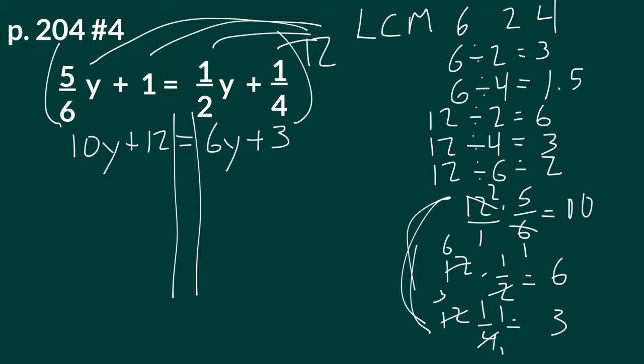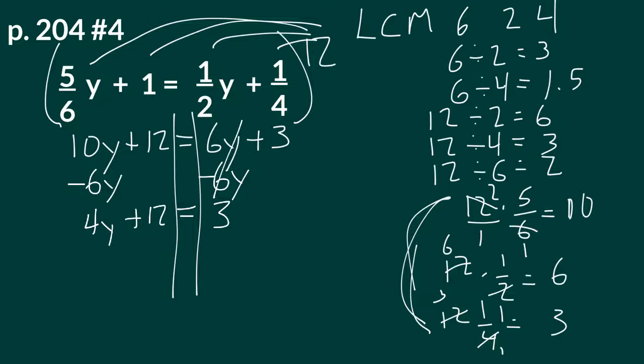Draw the railroad tracks. Here, the 6y is the smaller coefficient on the term with the y. Since we do have variables on both sides, I need to move one of them to the other. I'm going to use the 6y because I like to move the smaller towards the larger. So I'm going to subtract 6y from both sides. I end up with 4y plus 12 is equal to, these cancel, 3.